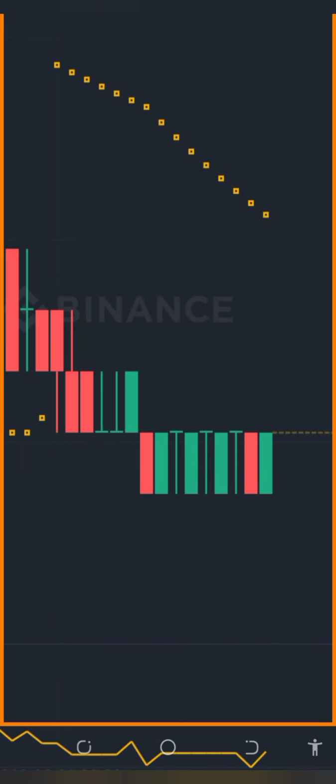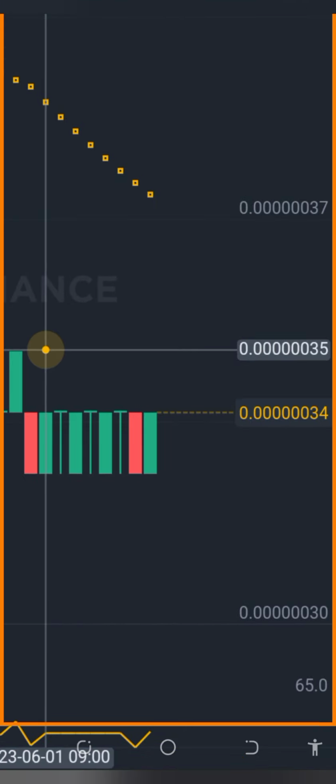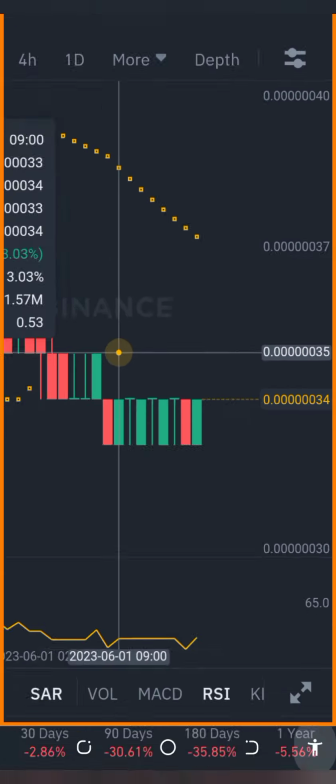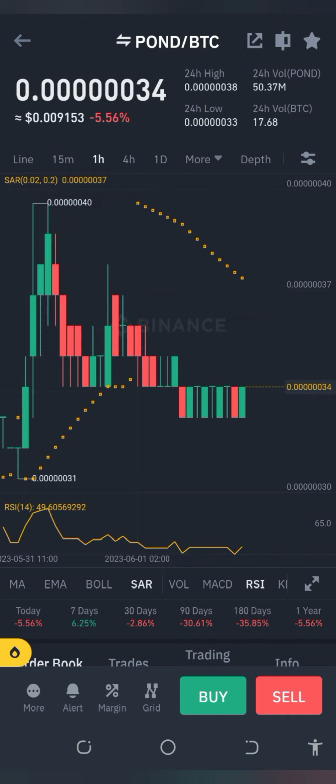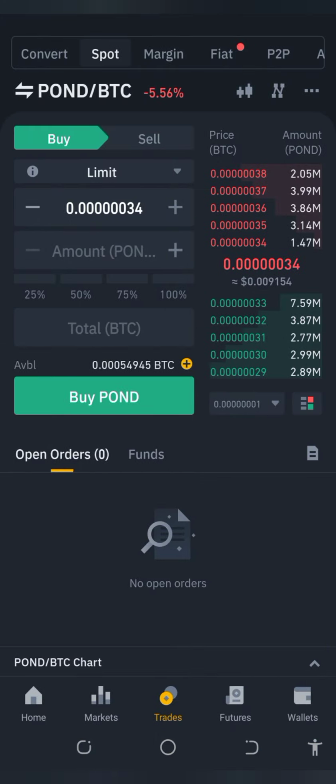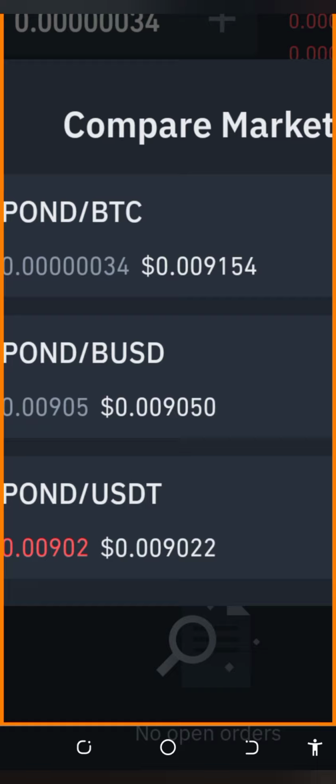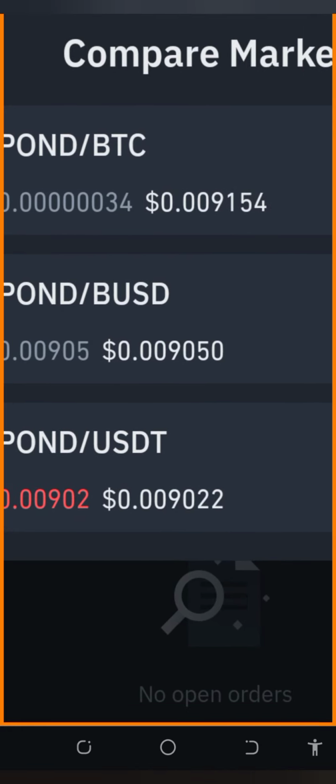So actually, we're going to be looking at the second step. The second step is actually at 0.00035. So that's what we are going to be selling at. And then we're going to look at the amount that is equivalent to that amount, because that's the same thing we are going to do. If we go back and check in the compare markets, we'll see what the prices exactly are. Can you see here that in pound BTC it is 0.009154, while in pound USDT it is 0.009021, okay?